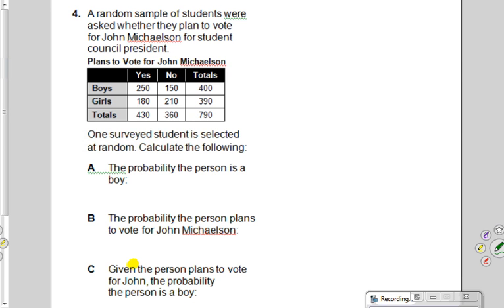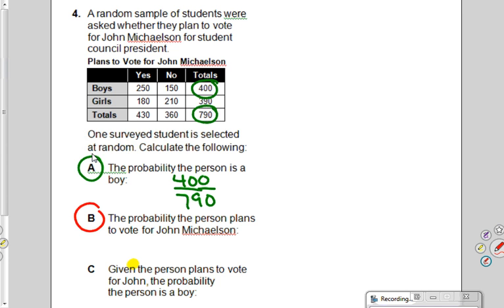And number 4, don't get fooled by using any fancy formulas, no NCRs, nothing like that. They're just saying, look at this chart and tell me the probability that the person is a boy. How many boys are there? How many people are there? You're done with that problem. 400 out of 790. That's it. Leave it like that. I don't need a decimal. You don't have to reduce it. That's fine.